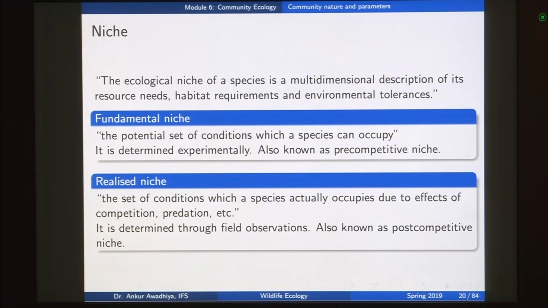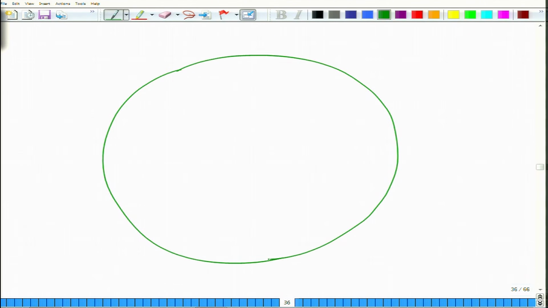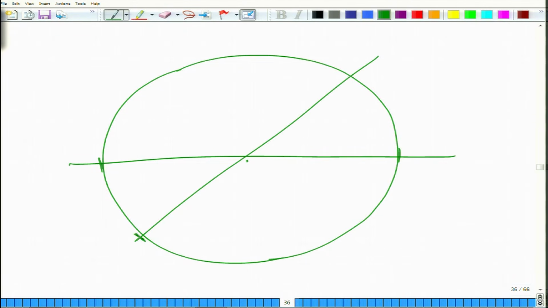So, in this case we are saying that there is one particular species that can occupy this much of environmental conditions. So, it can go from this level of temperature to this level of temperature, from this level of humidity to this level of humidity, from this much amount of food to this much amount of food and so on. So, this is a fundamental niche. These are the set of conditions under which this particular species can thrive if you do not have any other competition.